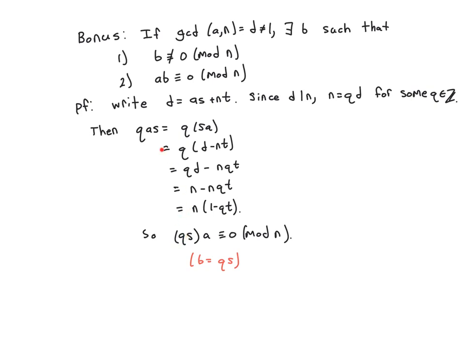So we get qsa is congruent to 0 mod n. So if you let b equal q times s, then you just found a number with this property, which is kind of neat. And so this is an example of a constructive proof because you find s using the extended Euclidean algorithm, and q is just n divided by d. Now, of course, there's still some argument here where you have to prove that q times s is not congruent to 0 mod n, but that's not that hard to prove.